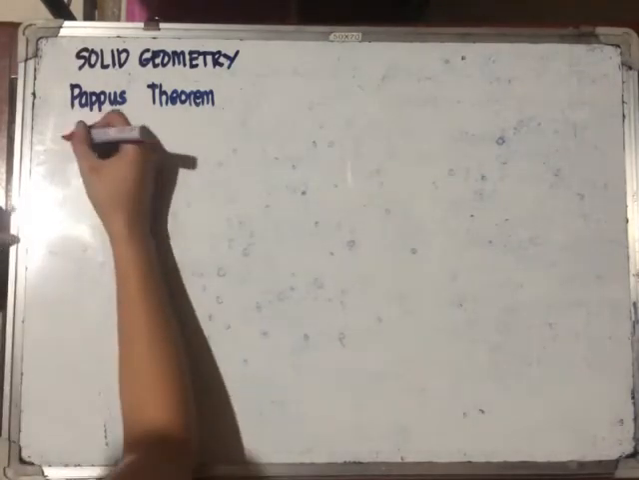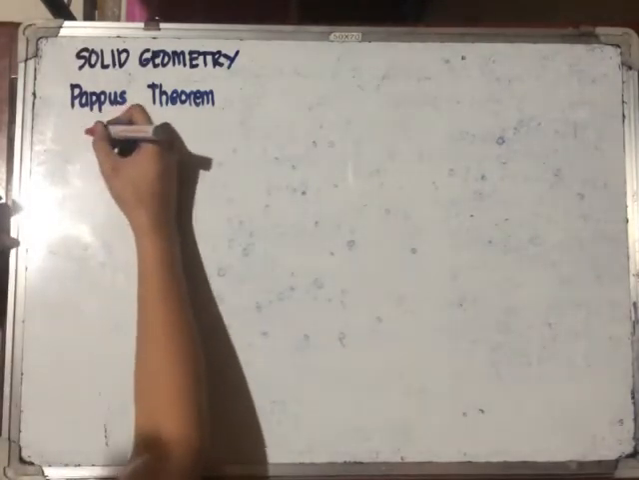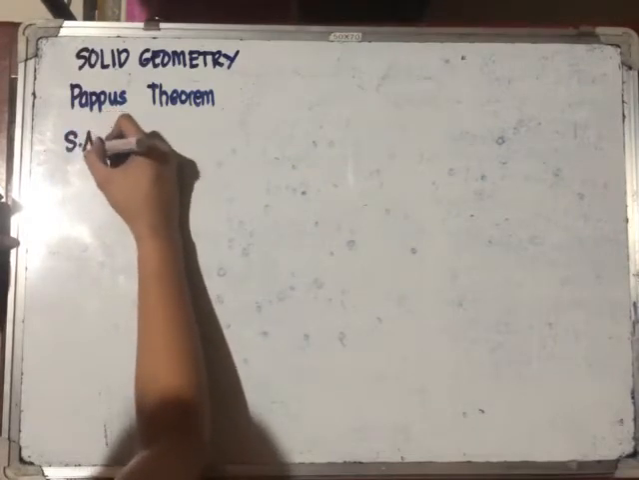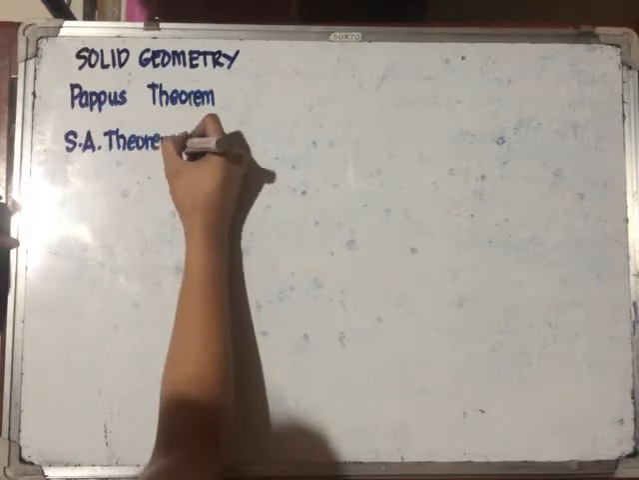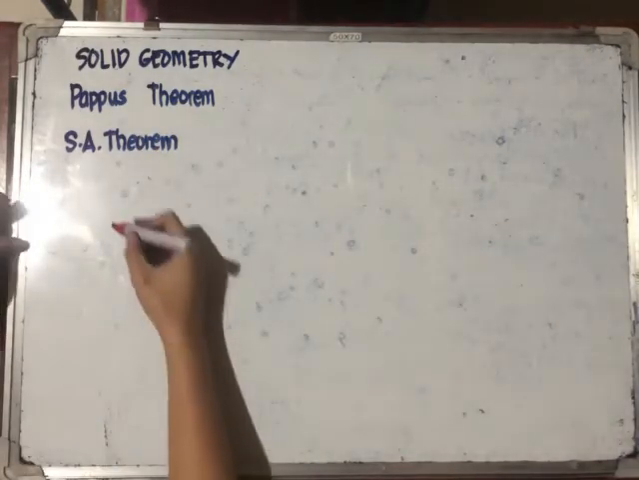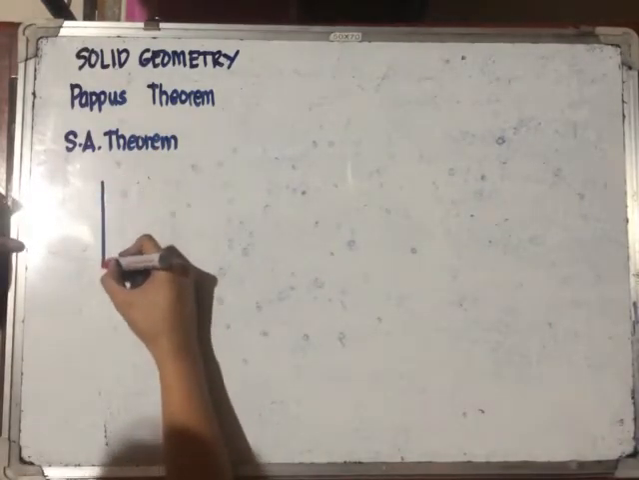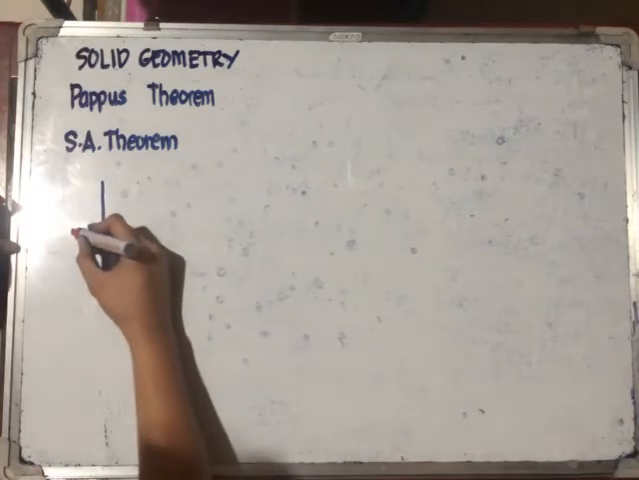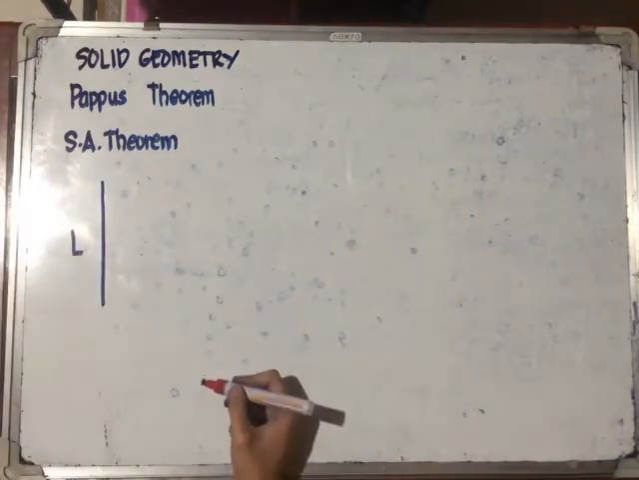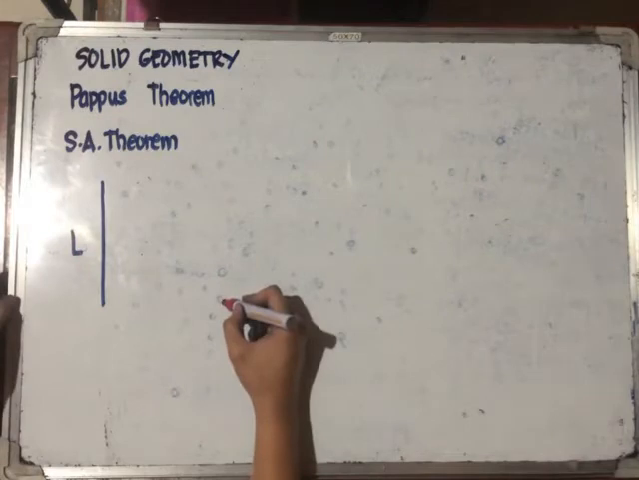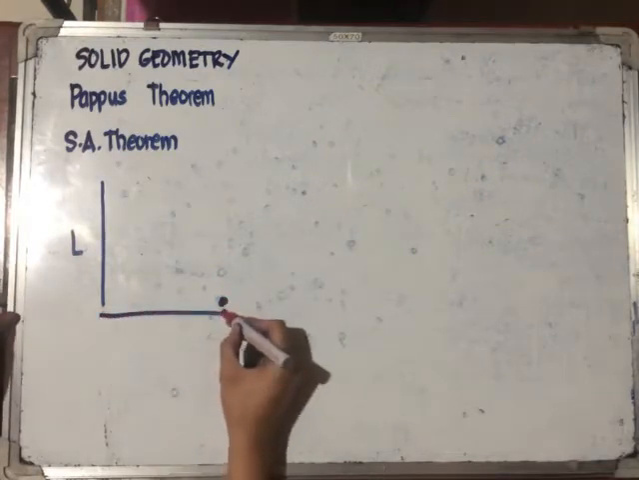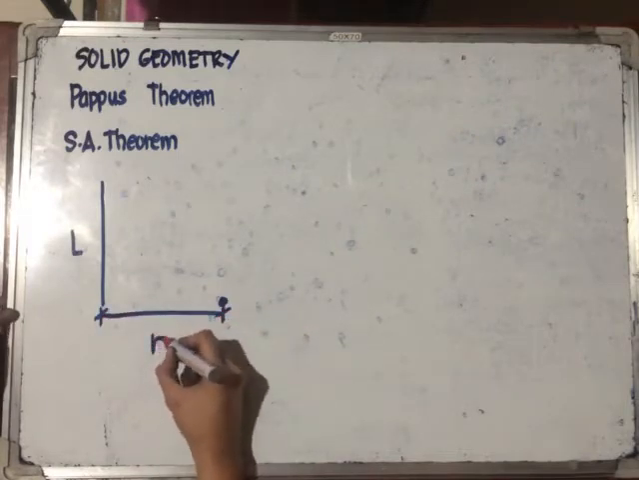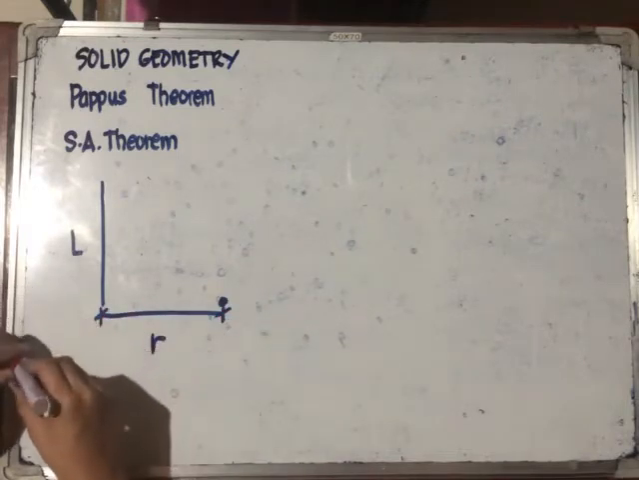Dalawang theorem kasi yung meron dito. The first one is the surface area theorem. Okay, ang sabi ni Pappus, if you have a line, say this is a line here, with a length L, and you are to rotate this line into a point or into a line with perpendicular distance equal to R. Okay? Ano daw ang mabubuo mo dito?